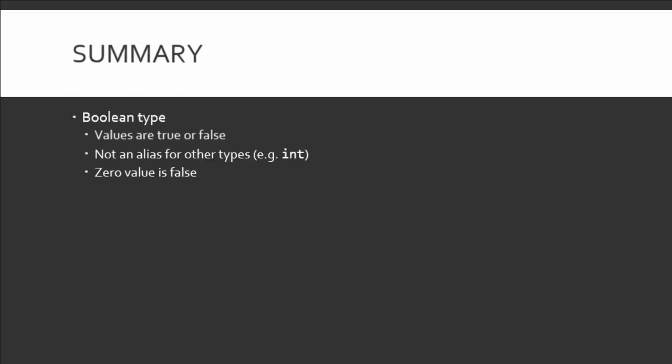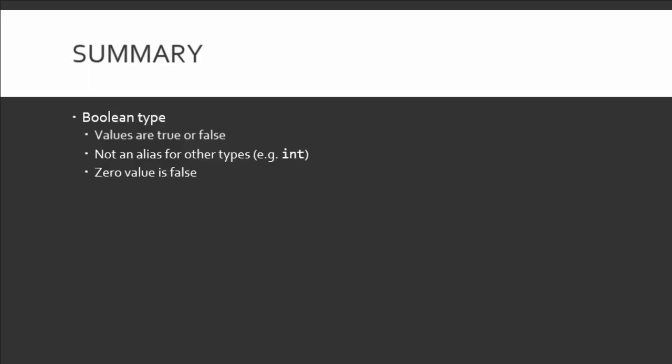If you need a specific data type, then you can certainly refer to the Go documentation in order to find out what's available for you. So let's go through and review what we talked about. The first thing that we talked about was the Boolean type of data. We found out that it can take two values, true or false, and it's not an alias for other types.